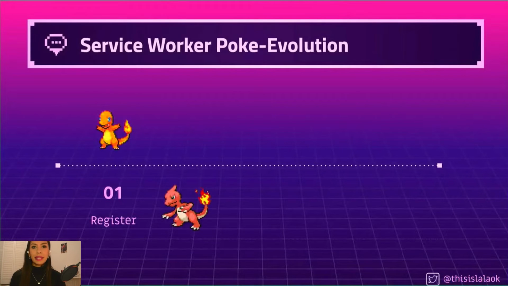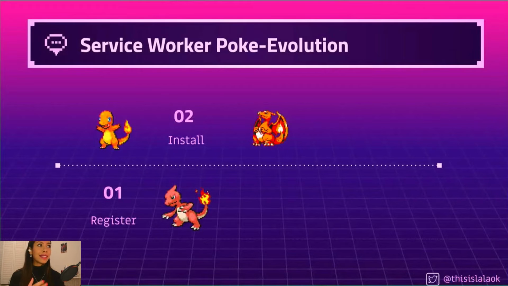The second step, the next evolution of your service worker that you will see here with Charmeleon. I have to tell you a secret: I put the names of these Pokemon because I don't remember the whole evolution of Charizard. So the second step is to install. If it's not registered yet, it will install your service worker in the browser.